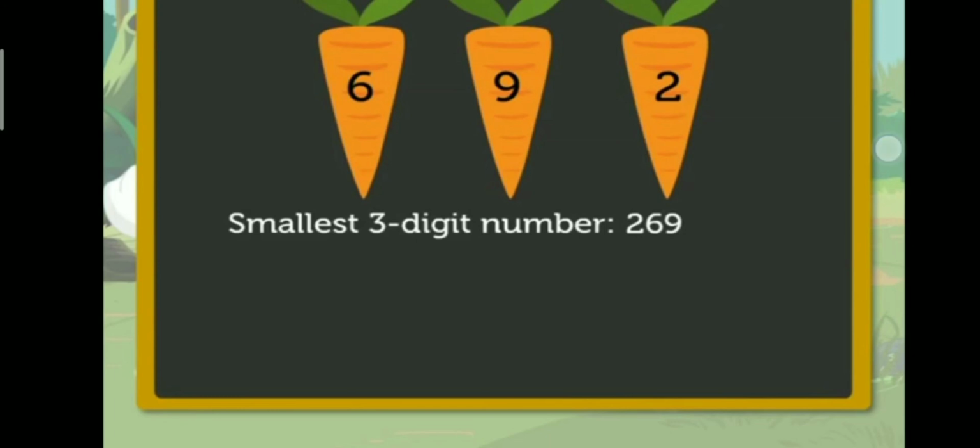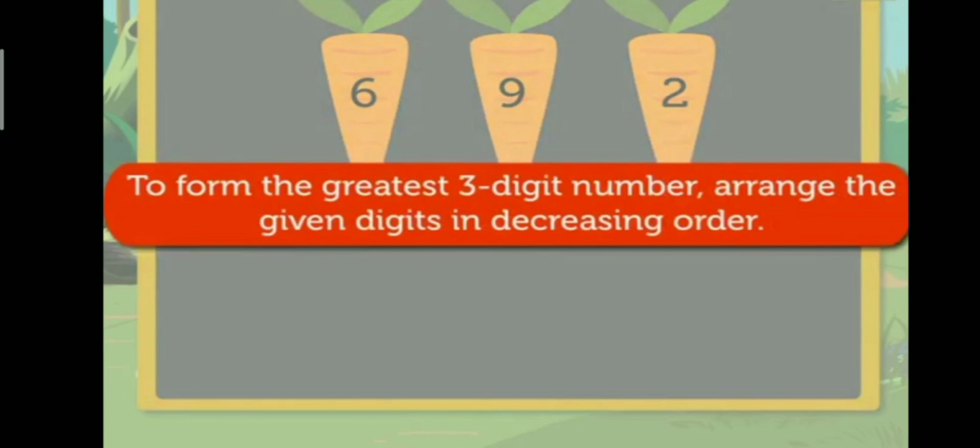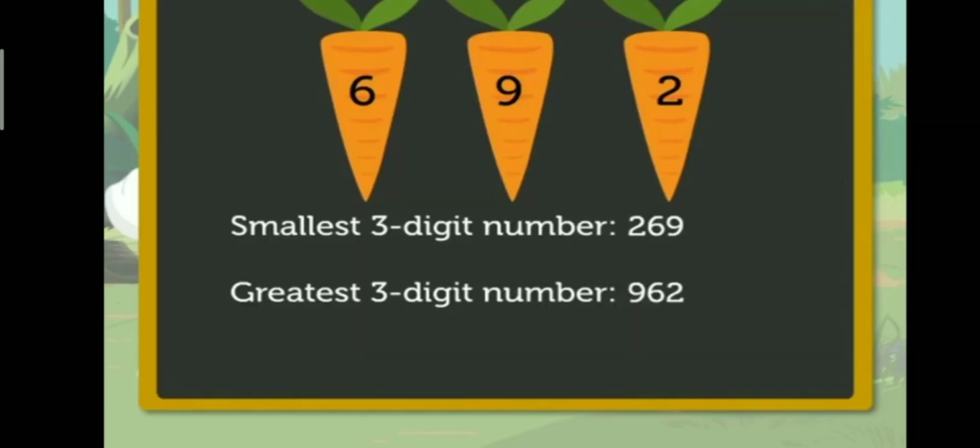Students, now let us form the greatest 3-digit number. And to form greatest 3-digit number, we arrange the given digits in decreasing order. Students, here 9 is greater than 6 and 6 is greater than 2. So, we have arranged the digits as 9, then 6, then 2. Well done students, we have formed the greatest 3-digit number, that is 962.